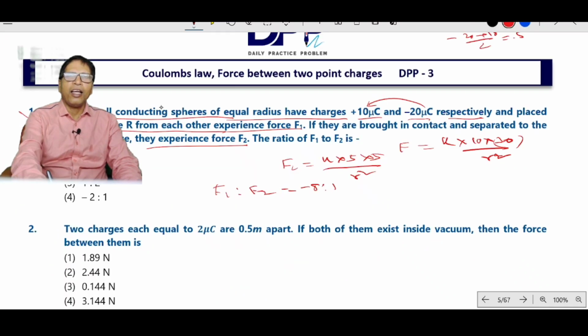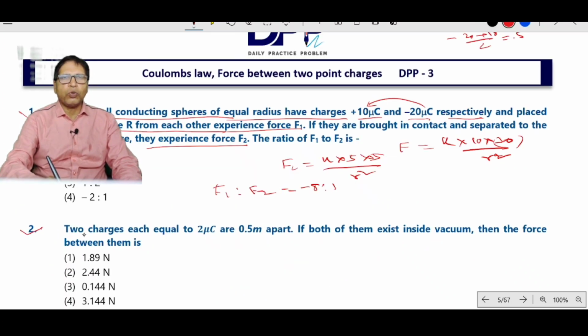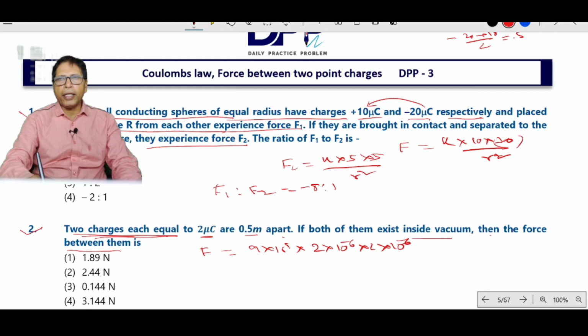Now question number 2. Two charges each equal to 2 microcoulomb are 0.5 meter apart, both existing in vacuum. Then the force between them is 9 into 10 to the power 9 into the product of two charges, 2 into 10 to the power minus 6 and 2 into 10 to the power minus 6, divided by the distance, 0.5 whole square.